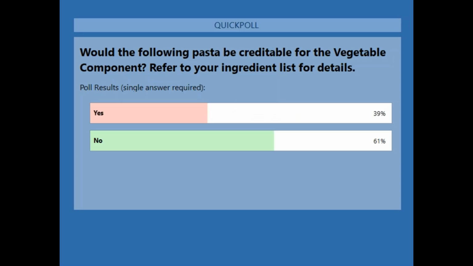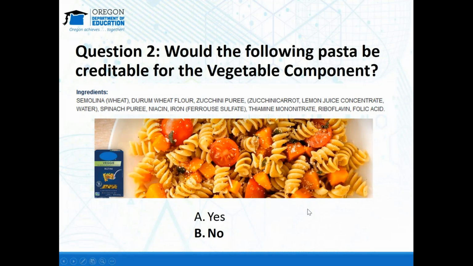So it looks like the majority have it, and the answer is no. Why is it not creditable for the vegetable component? The reason why it's not creditable is because the first ingredient is a grain ingredient. This means that it is not a 100% vegetable flour product. Instead, it is a combination food item because you have both wheat and vegetables in there. And this item would require a product formulation statement in order to be creditable for CACFP.